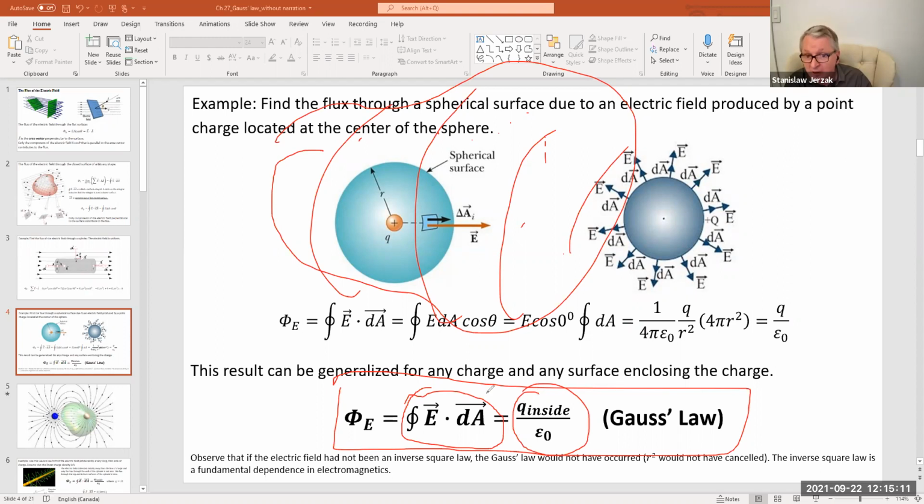So you see, instead of calculating a complicated surface integral, you can just replace that complicated surface integral by that result, Q inside, the net charge inside, divided by epsilon zero. That's what Gauss law tells you. And that's why it's so very powerful and important.